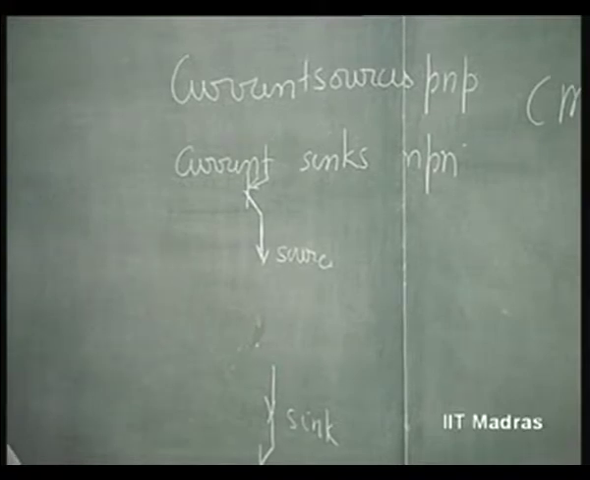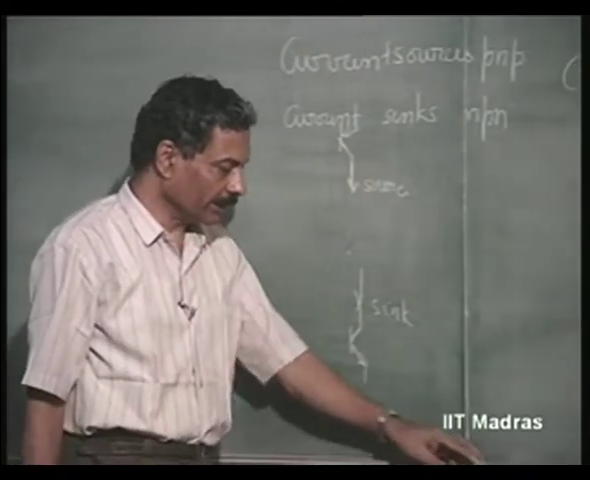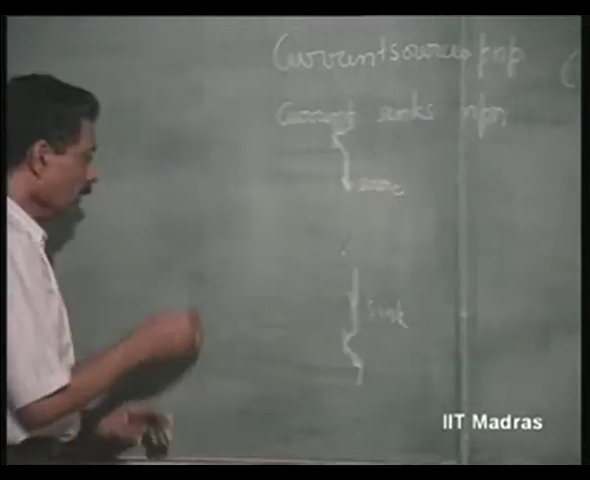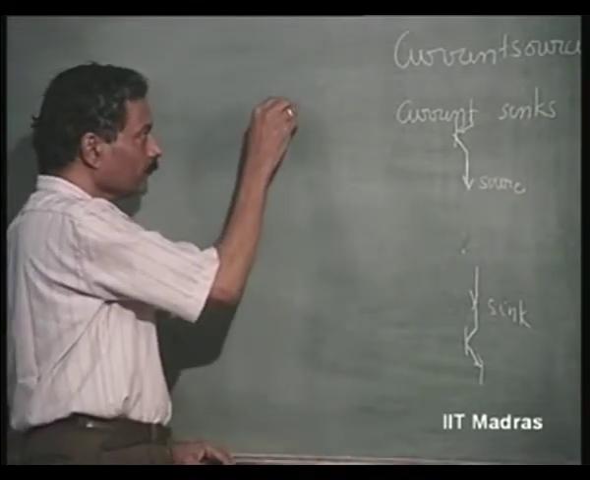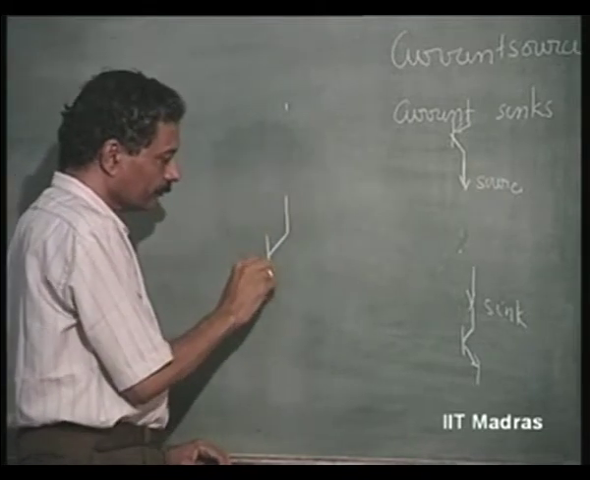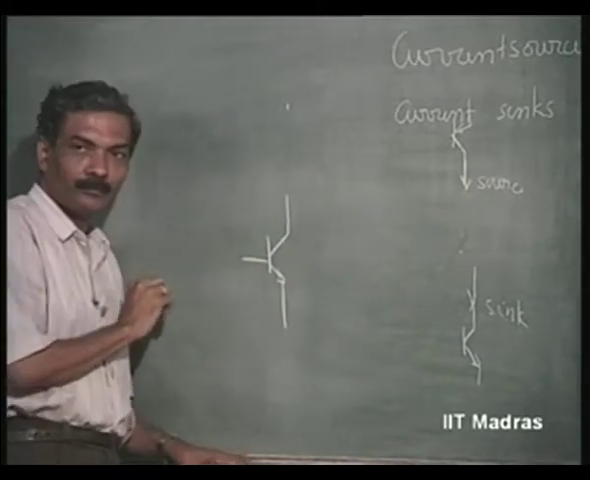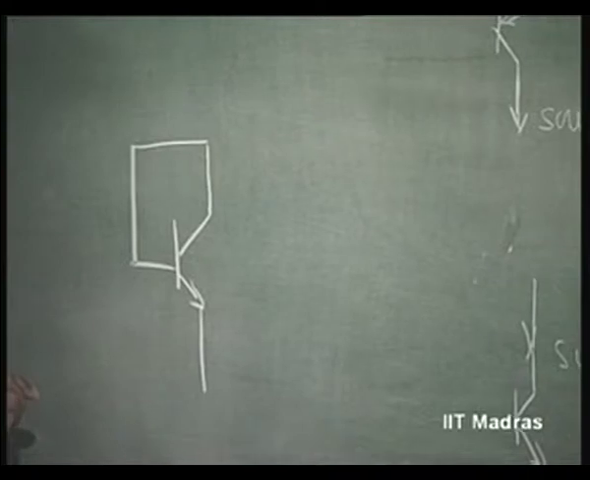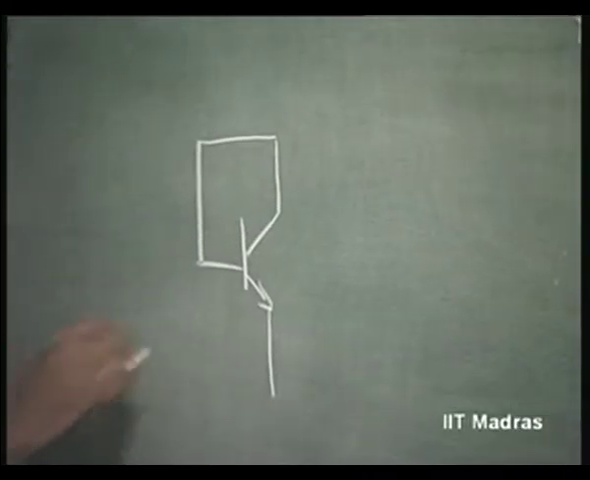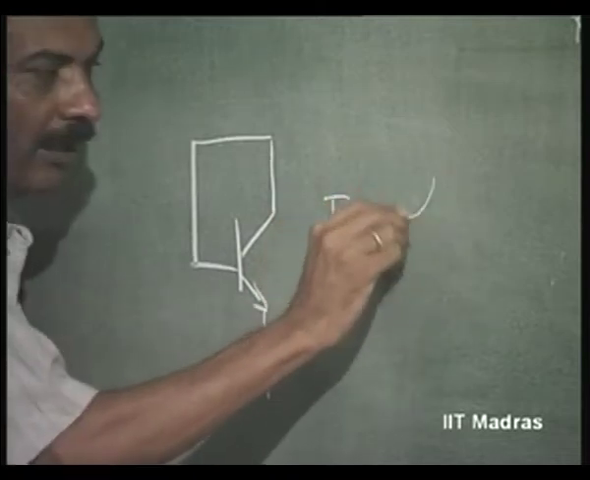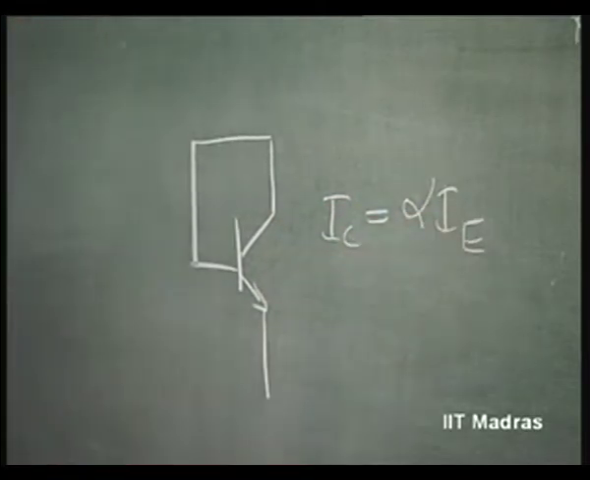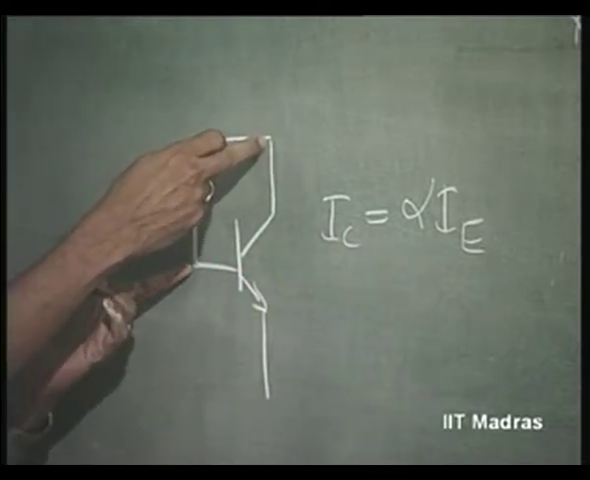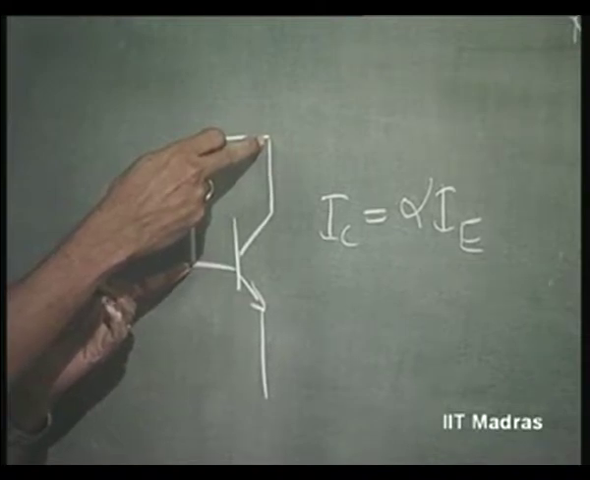So, how to obtain sources and sinks? Now, this part is very important. We all know that a transistor with collector base shorted still acts as a transistor. That means transistor action is there. What does it mean? IC is equal to alpha times IE is valid here. Transistor action is still there because VCB is 0. Up to this point we said the transistor is in the active region.